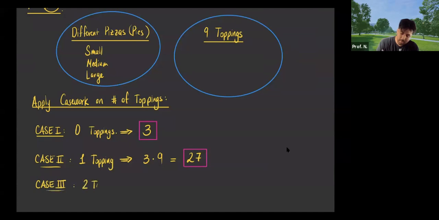2 toppings. Now this is when it gets interesting. I want 2 toppings. So how do I get the number of pizzas with different sizes that have 2 toppings on them? Christian says 3 times 9 times 8.